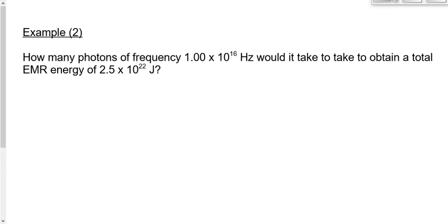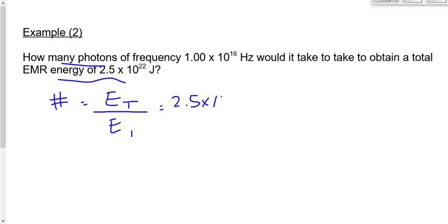The total divided by the amount for 1. We're looking for a number here, right? So it's the total something divided by the something for 1. Let's try the total energy divided by the energy for 1. Makes sense, right? Since we have an energy given to us. The total energy here is 2.5 times 10 to the 22 joules. Okay, what's the energy for 1? What's the energy of 1 photon?